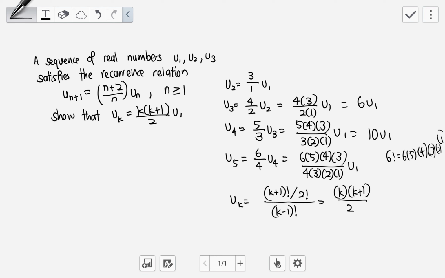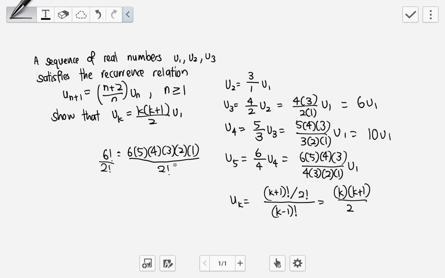Correct? So if I don't put this 2 factorial, then let's for example take this example, 6 factorial. 6 factorial is just 6 times 5 times 4 times 3 times 2 times 1. But this is not equal to this. For this to equal this, I need to divide it by 2 factorial.